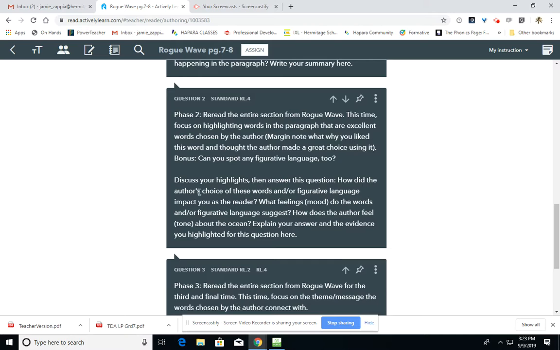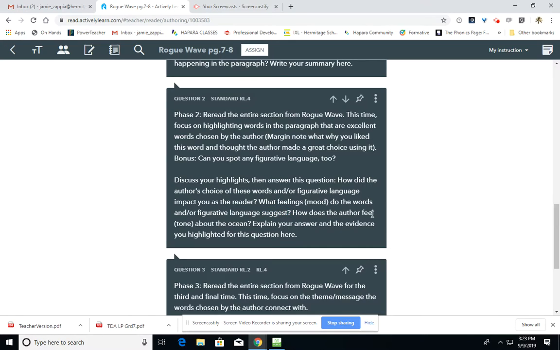First part, how did the author's choice of those words you highlight impact the mood of the piece? What feeling did it give the piece? What suggestion did it give the piece? What feelings do the words and/or figurative language suggest? So what mood, what feelings does the piece suggest based on the words that you thought were great choices? Does it give a positive mood, a negative mood? If you had to pick an adjective to describe that mood, what would that word be? What would you use as an adjective to describe the mood that the piece gives you because of the words used, because of their connotation, the feeling associated with those words?